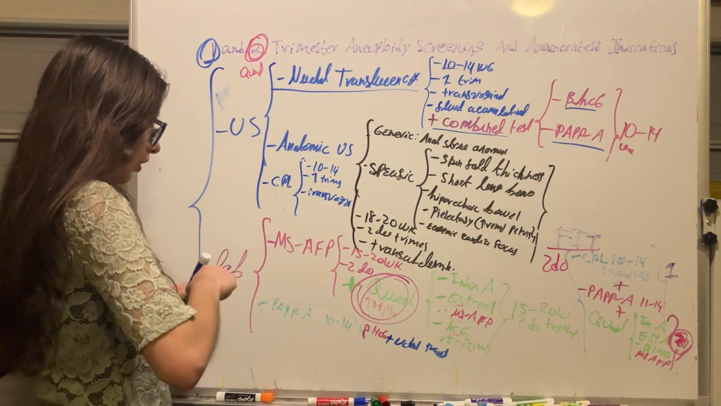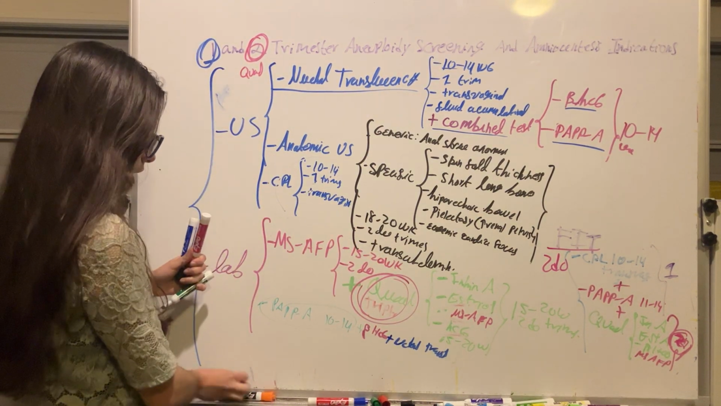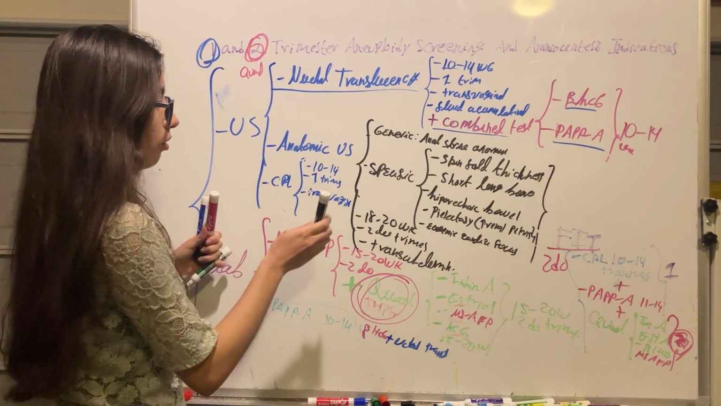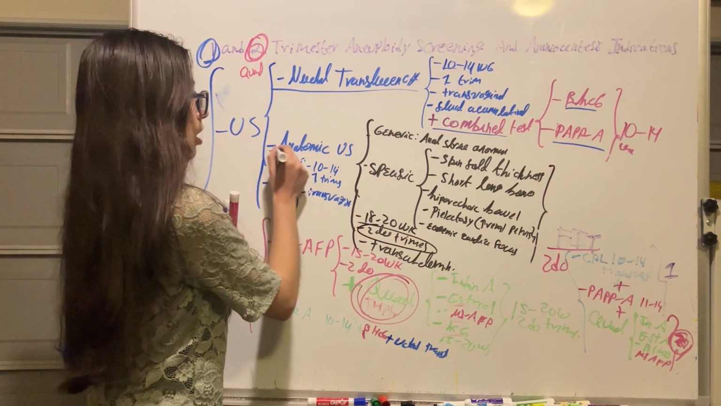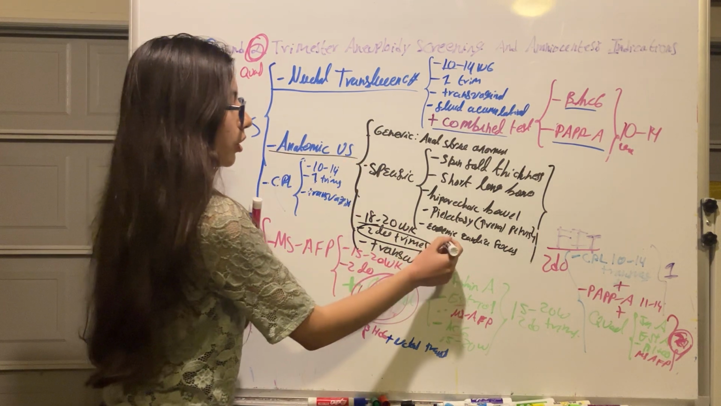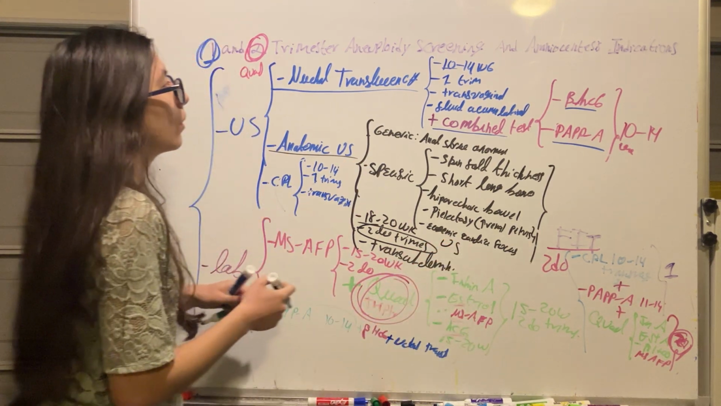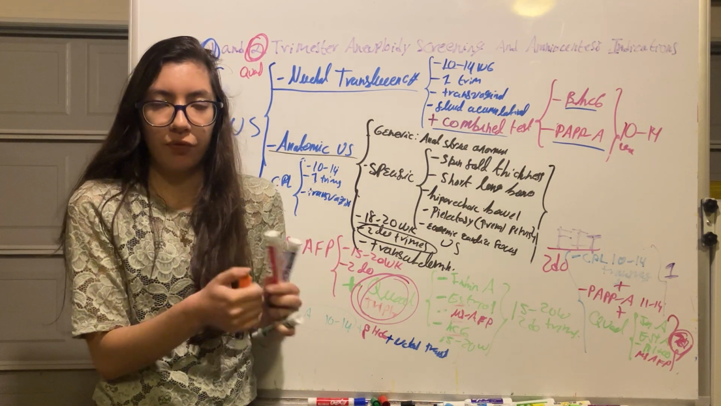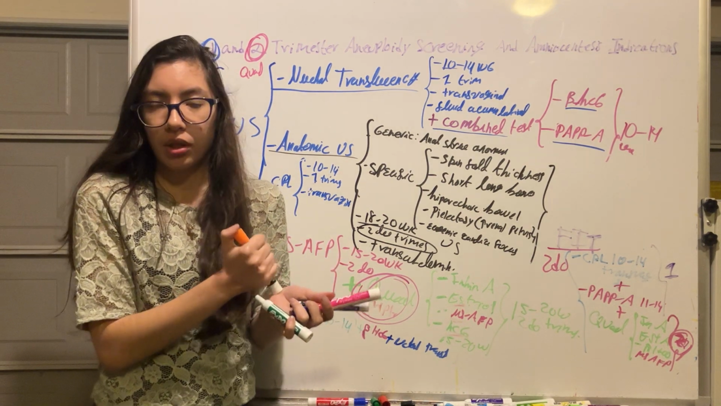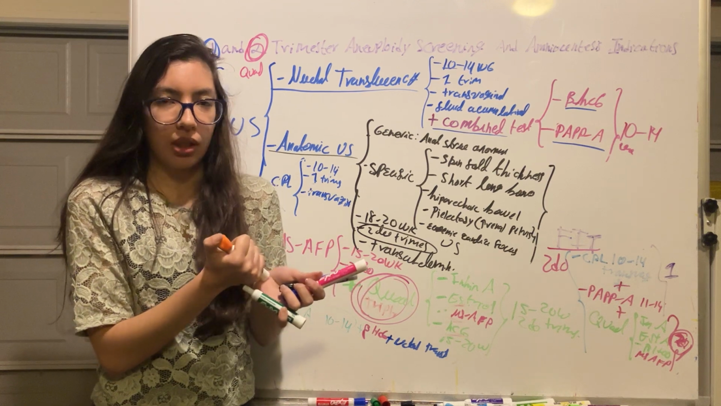And we have the anatomic ultrasound, which is done also in the second trimester. This is an evaluation only with ultrasound. We have other ways to evaluate for aneuploidy, for example, cell-free DNA test, which sometimes could be used as the primary screen test.